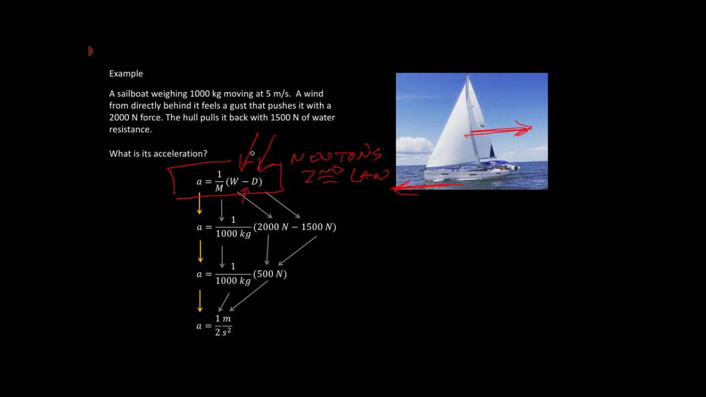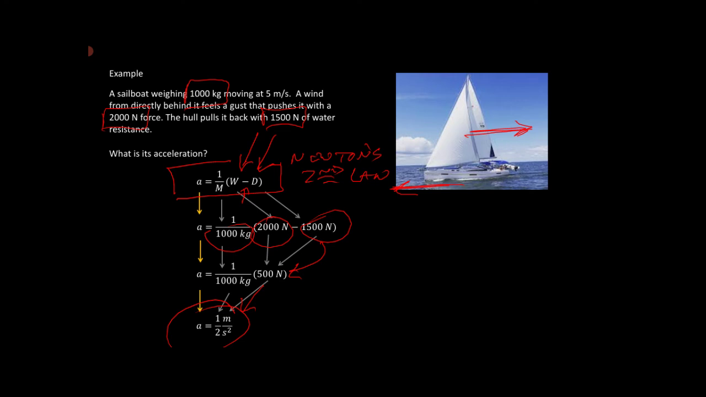Then we made our substitutions, right? We said, okay, well, we've got 1,000 kilograms for the mass. We've got 2,000 newtons and 1,500 newtons here. And then we just did the math. Subtract, divide, and we got A equals 1/2 meters per second squared. That's our acceleration from that wind, that gust.